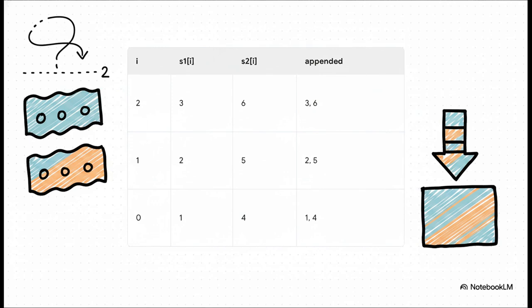Let's trace this with two equal length slices. Slice 1 is 1, 2, 3, and slice 2 is 4, 5, 6. The max length is 3, so our loop starts at index 2. The primary condition checks if the length of S1 is greater than or equal to S2. Since they're equal, it's true. So we append from slice 1 before slice 2. At index 2, we append 3, then 6. At index 1, we append 2, then 5. Because that top-level condition is locked in, slice 1 reliably leads the alternation the whole way down.